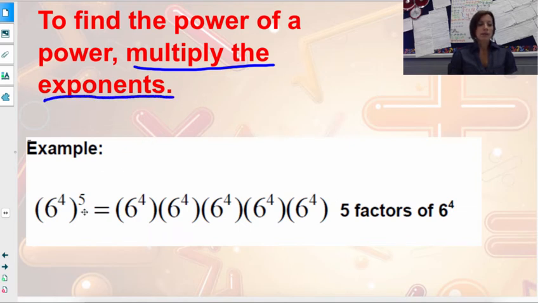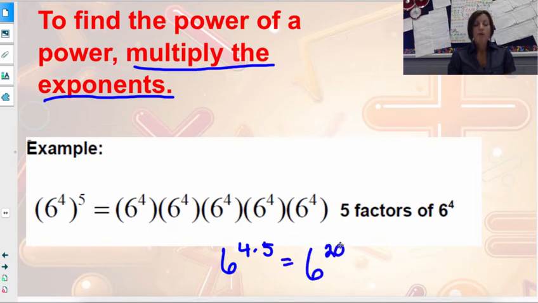This time we're going to see our examples having 6 as a base, 4 as an exponent, and then it's going to be raised one more time to the 5th power. So it's a power of 4 raised to a power of 5. When it is written out, I have 5 factors of 6 to the 4th power, and that's what it looks like in expanded form. So 6 to the 4th power to the 5th power is going to be 6 to the 20th power. We're going to multiply those exponents together.